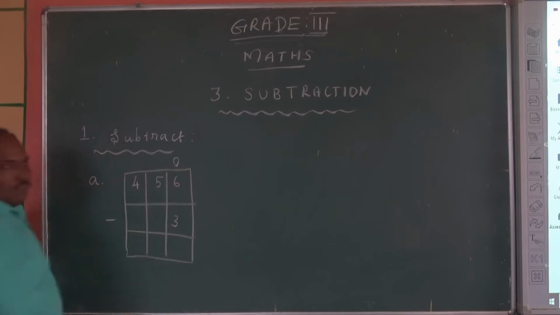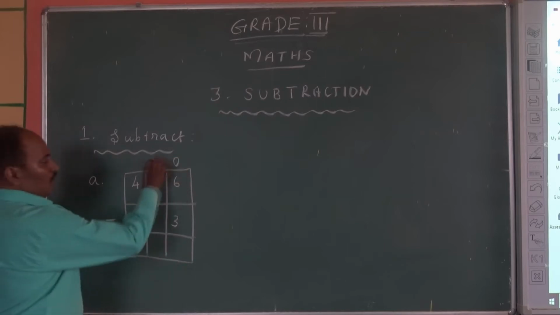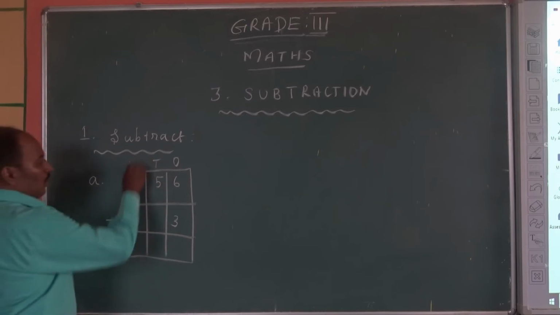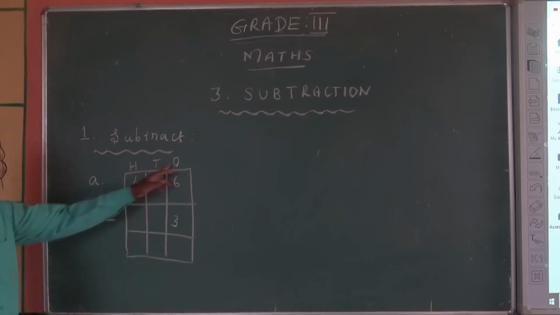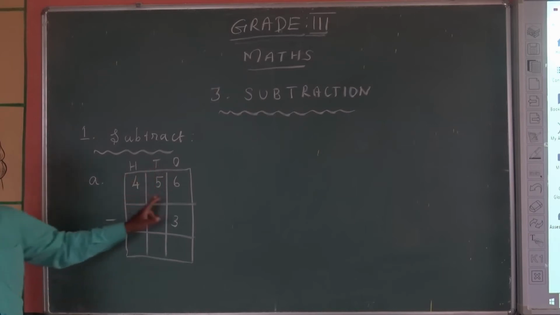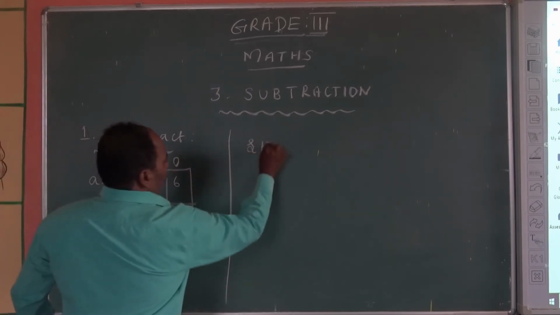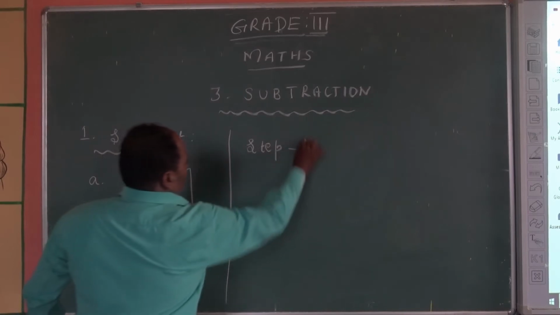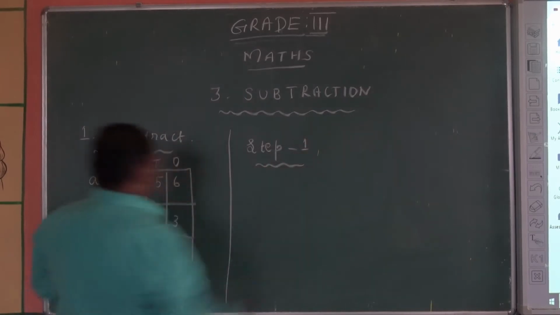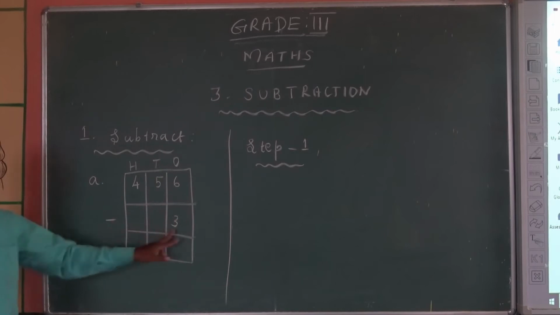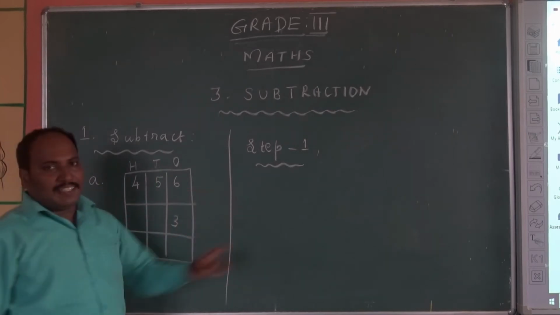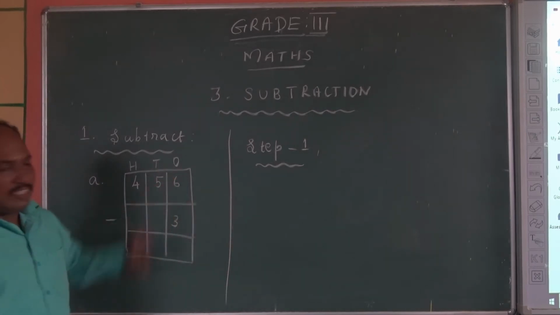Place value: ones, tens, hundreds. 456 minus 3. Step 1, we subtract the ones place first.